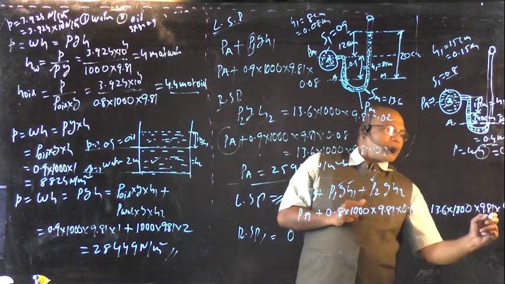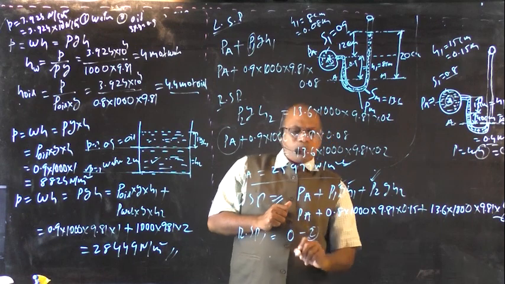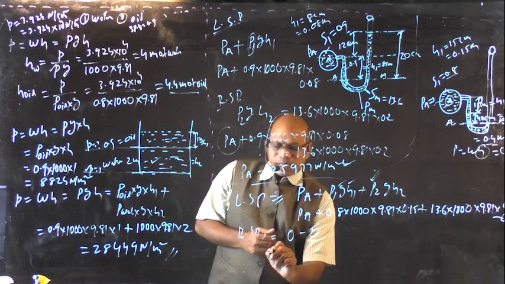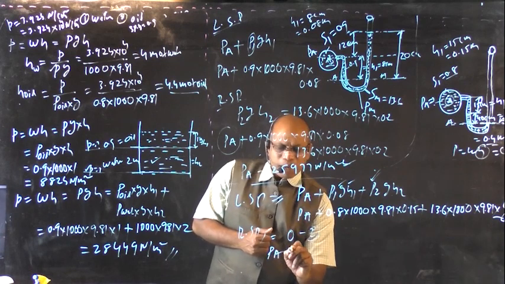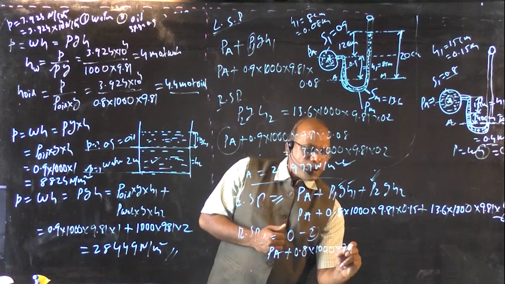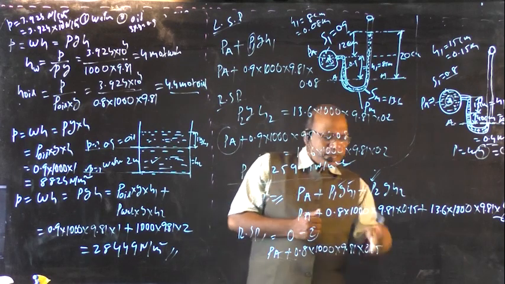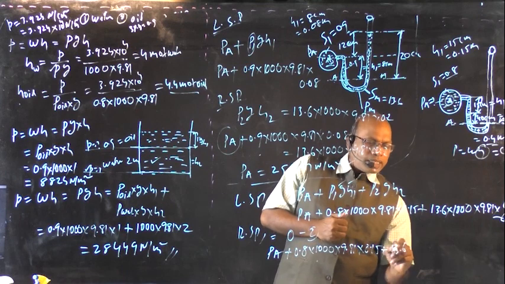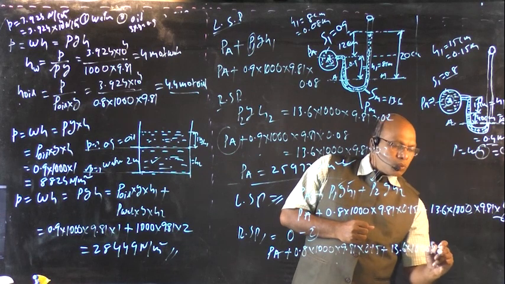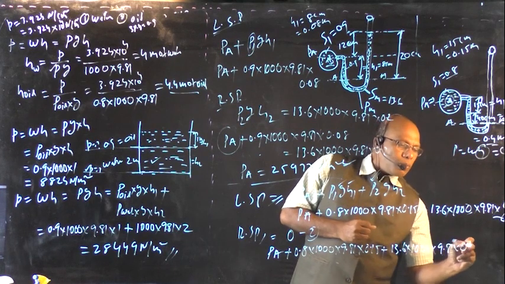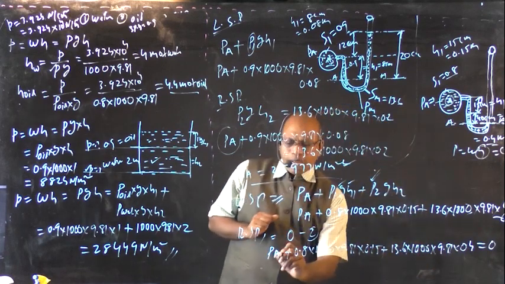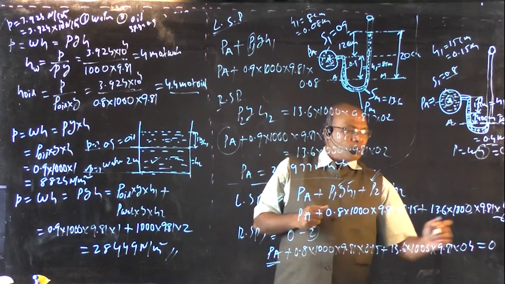Now this is equation number 1, and this is equation number 2. Now equating, the left side pressure must be equal to the right side pressure. Therefore, left side pressure: PA plus 0.8 into 1000 into 9.81 into 0.15 plus 13.6 into 1000 into 9.81 into 0.4 is equal to 0. Left side pressure must be equal to right side pressure. The only unknown is PA. All others are known to us.